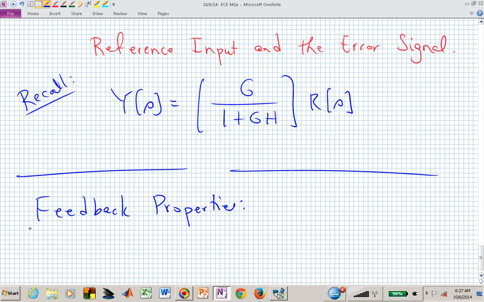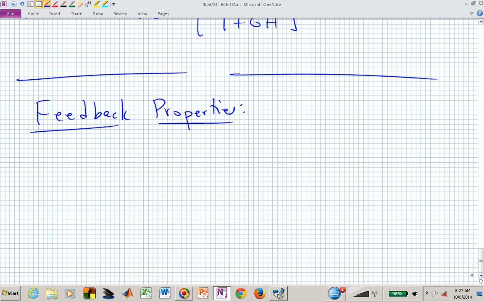What can we do by introducing feedback? What is something that you use feedback for every day?